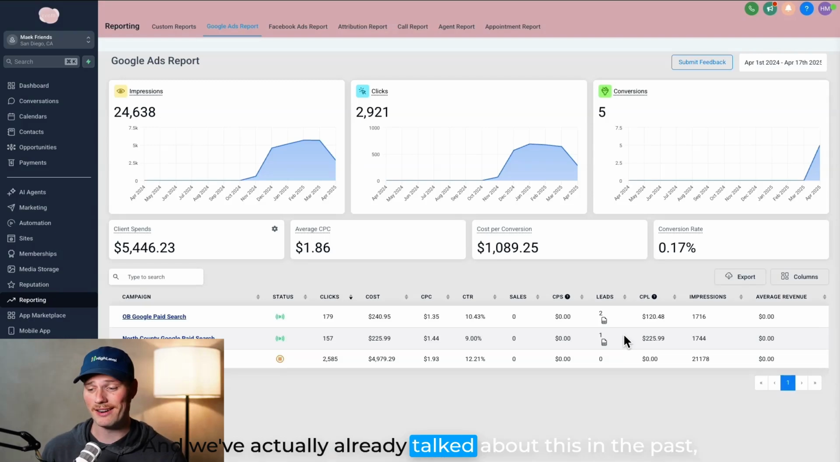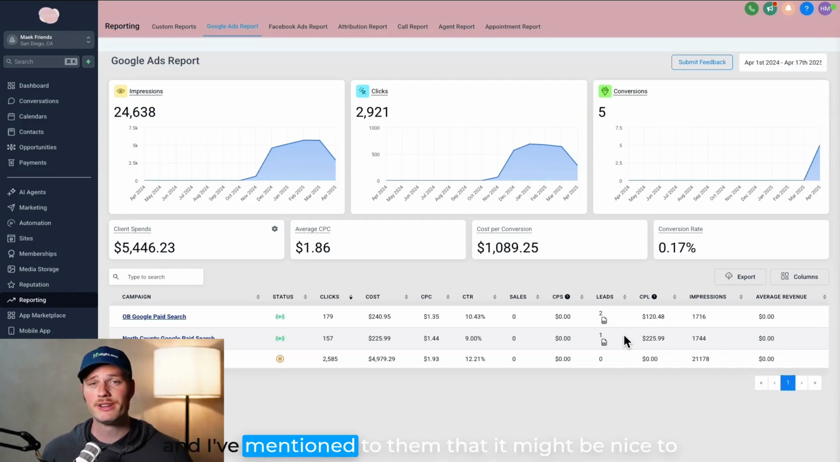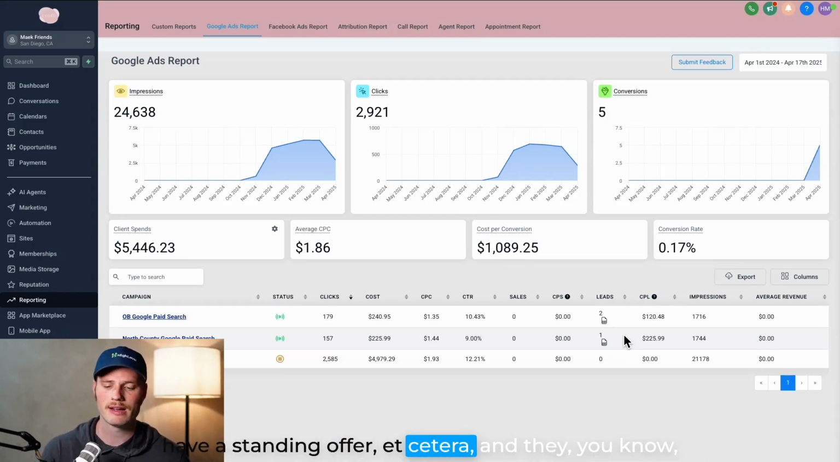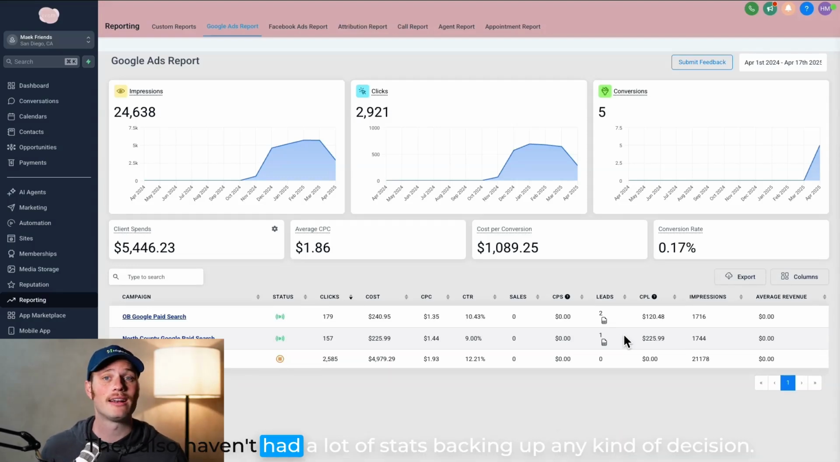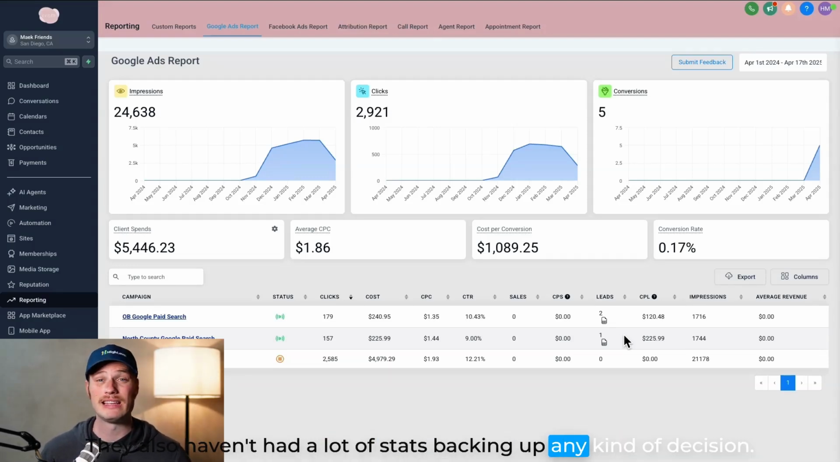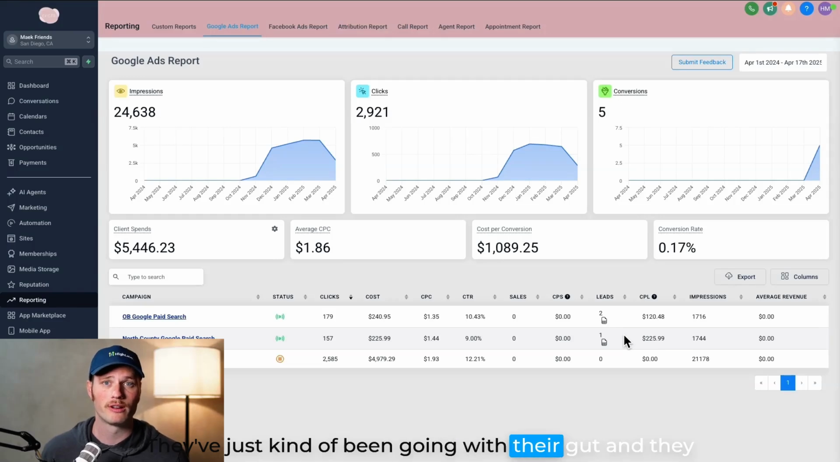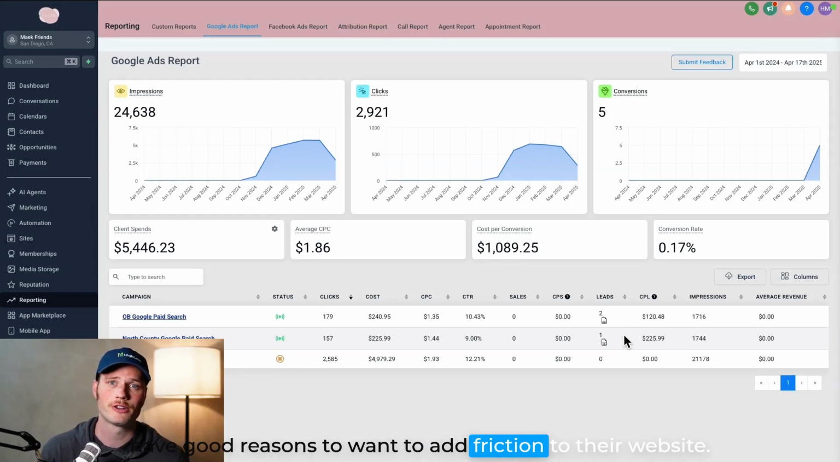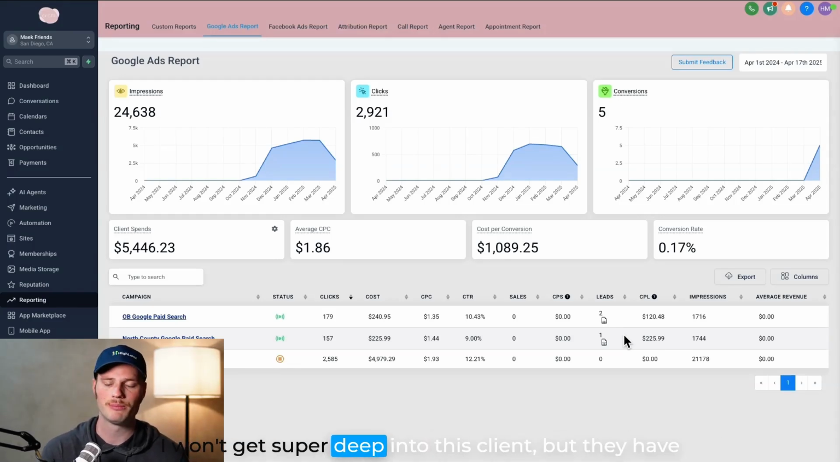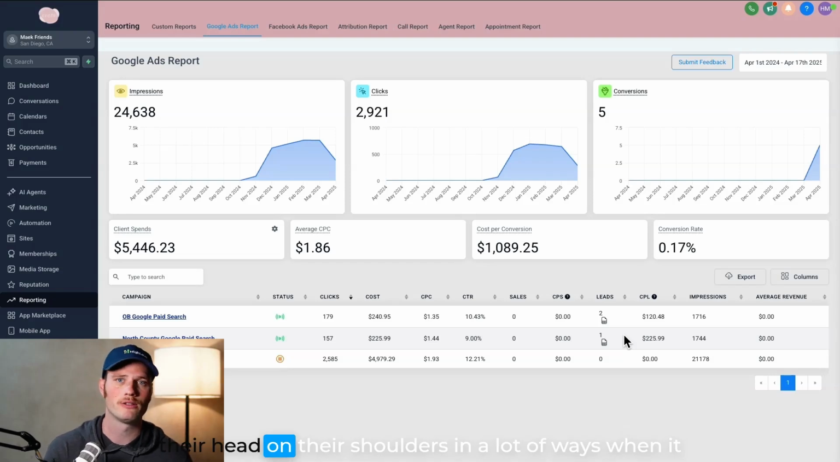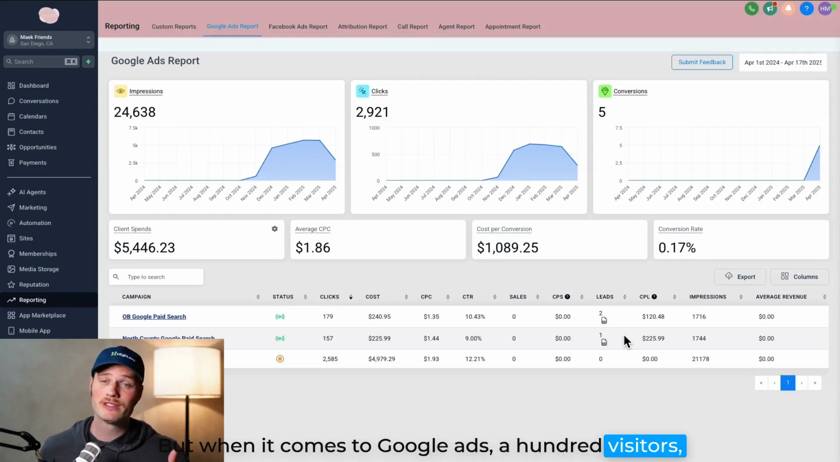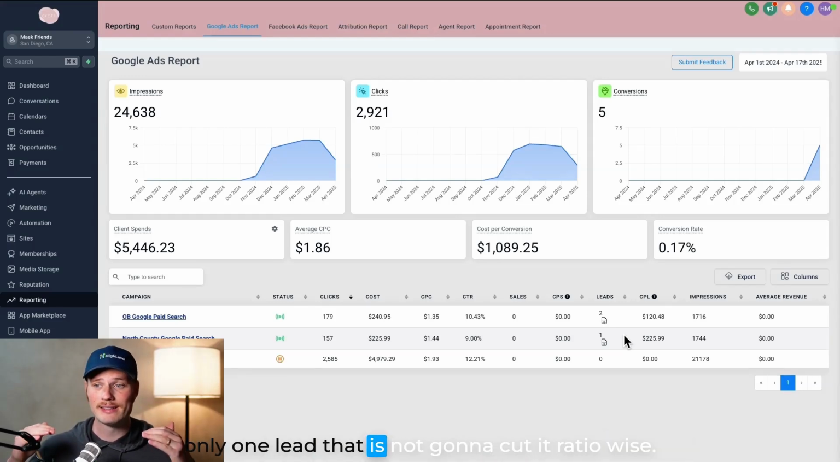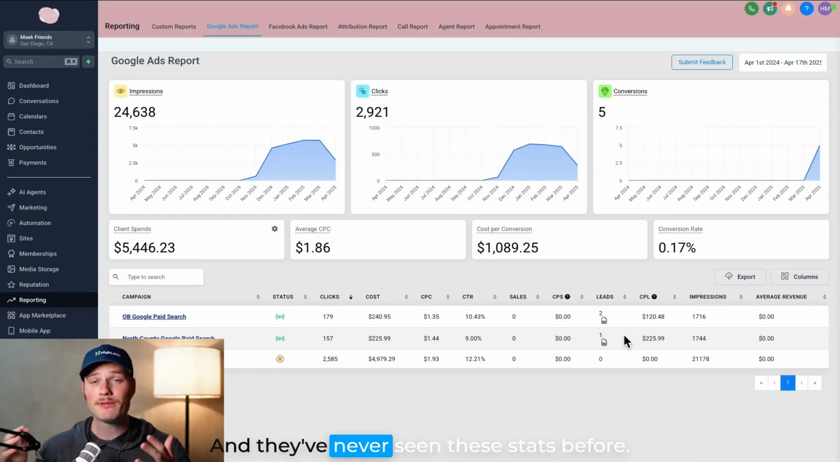And we've actually already talked about this in the past, and I've mentioned to them that it might be nice to have a standing offer, etc. And they have kind of waffled, haven't been sure about it, but they also haven't had a lot of stats backing up any kind of decision. They've just kind of been going with their gut, and they have good reasons to want to add friction to their website. I won't get super deep into this client, but they have their head on their shoulders in a lot of ways when it comes to organic and their other marketing efforts. But when it comes to Google Ads, 100 visitors, only 1 lead, that is not going to cut it ratio wise, and they've never seen these stats before.